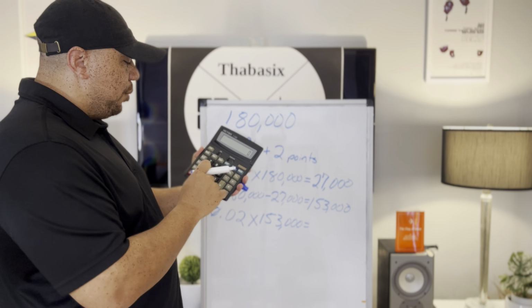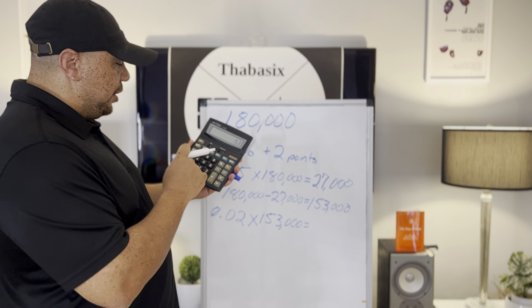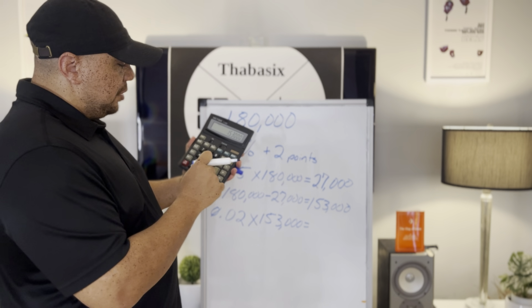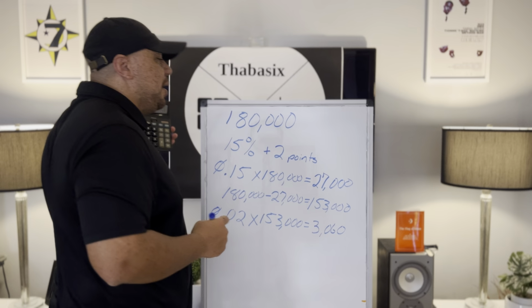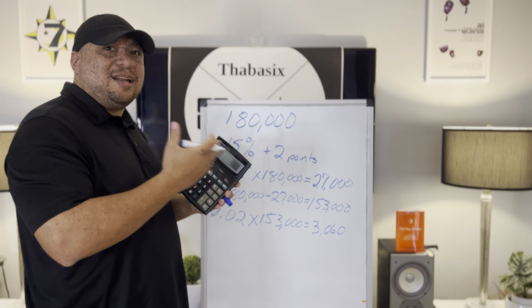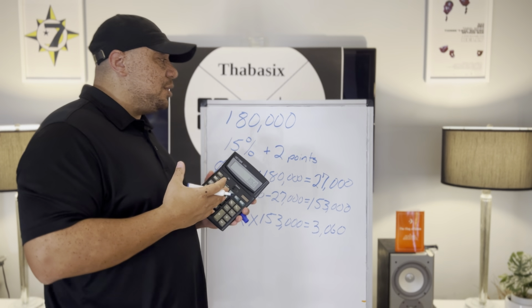So 0.02 times $153,000 equals $3,060. So whenever you're using a calculator, the number has to make sense. The number was out of whack, so I must have put in an extra 0. That's the thing when you're using these calculators.